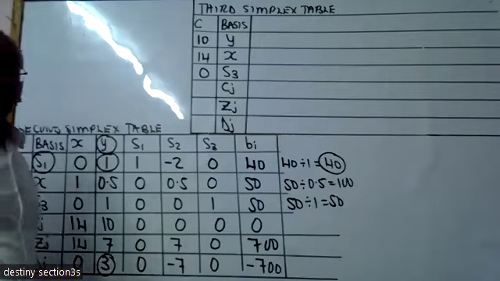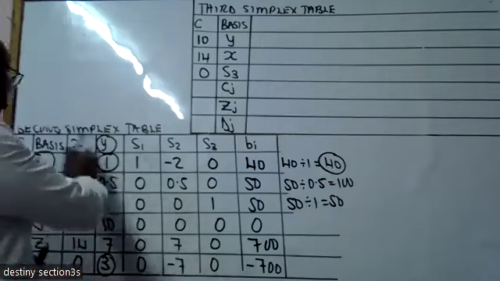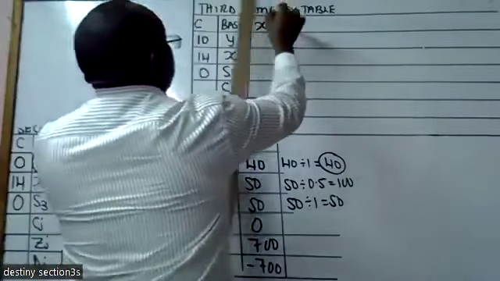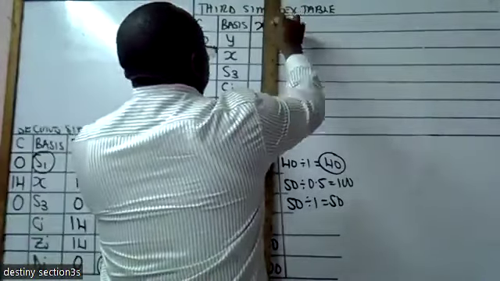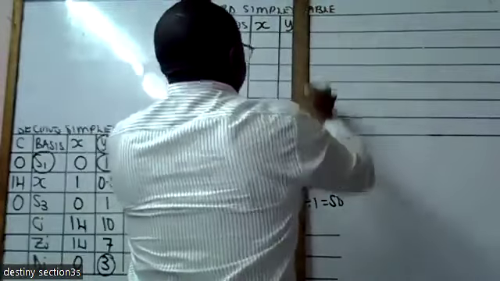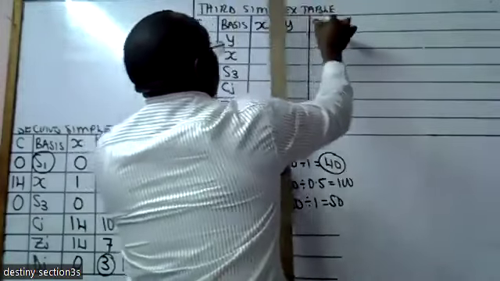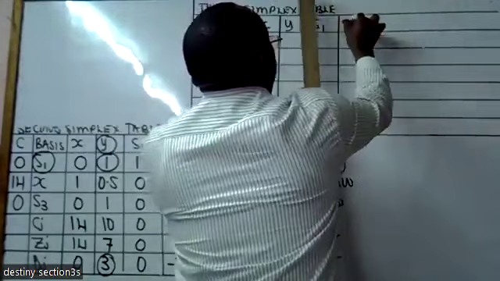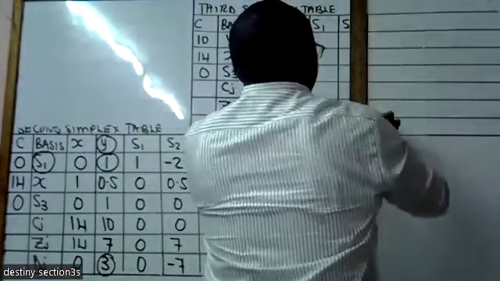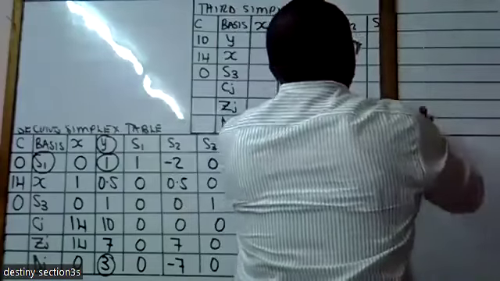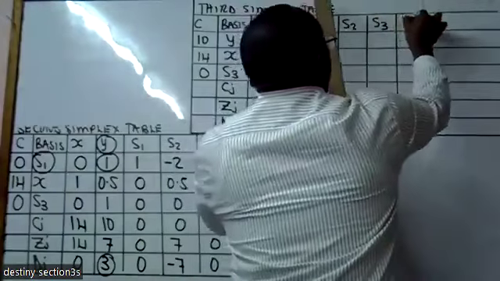So we start now to create the columns, and I told you the columns will remain. So I have a column called X, another one called Y, S1, S2, S3, and BI.